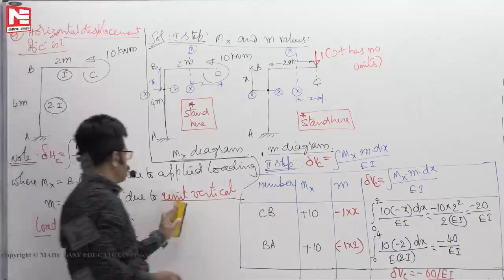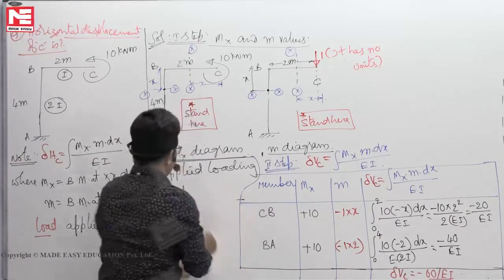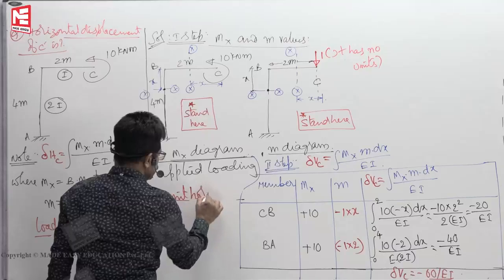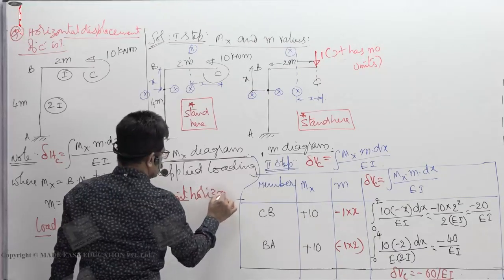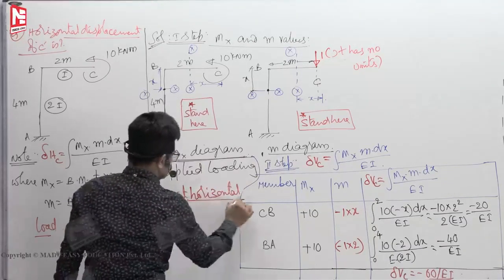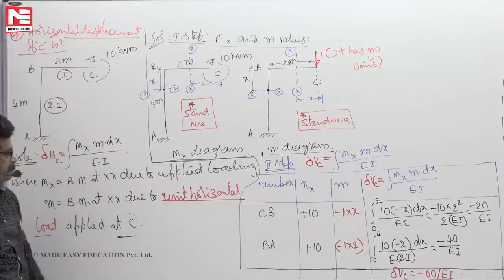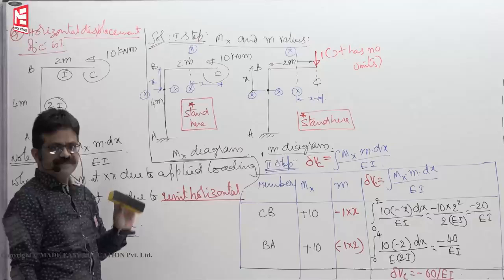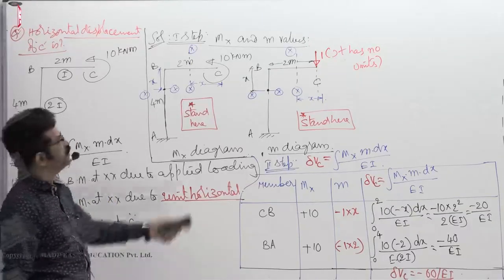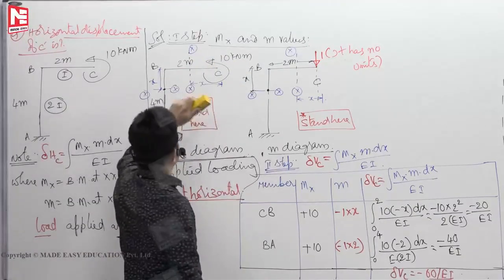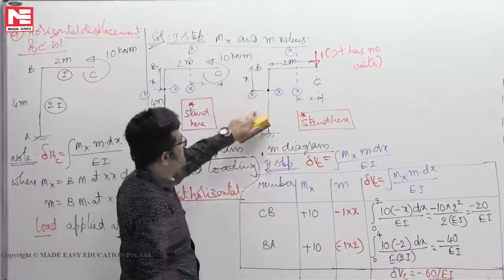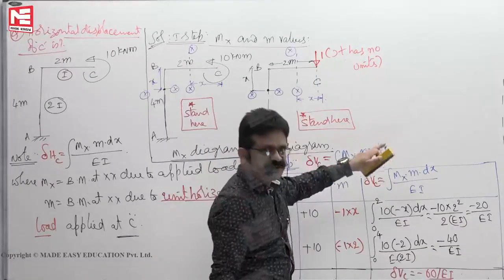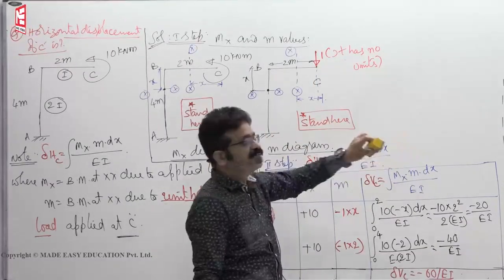Bend moment at xx due to unit, you have to write this one, unit horizontal load. This is the difference. Unit horizontal load applied at C. This is your scope of the work. Then first step, mx and m values. This will not change. You should not keep unit vertical load, you must keep unit horizontal load.